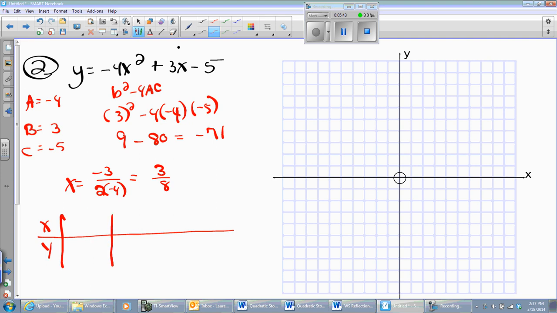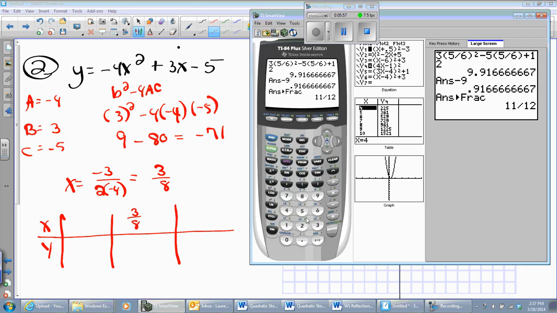I know the x-coordinate of my vertex is 3/8. I'll figure out the y-coordinate of my vertex. So let me get my graphing calculator back up here. I'm going to go negative 4, start a quantity, 3 divided by 8, and I'm going to square it, plus 3 times 3/8. And I'm going to subtract 5.